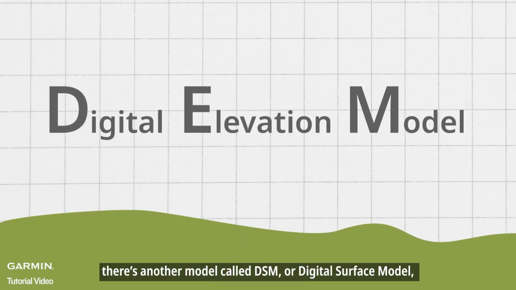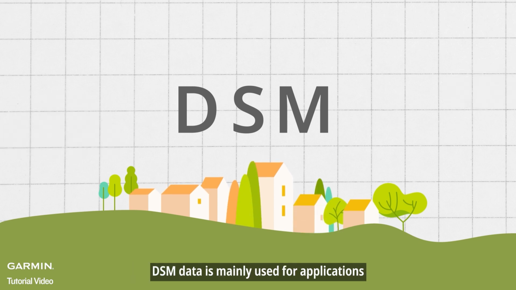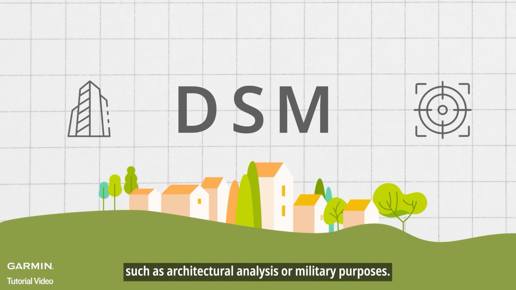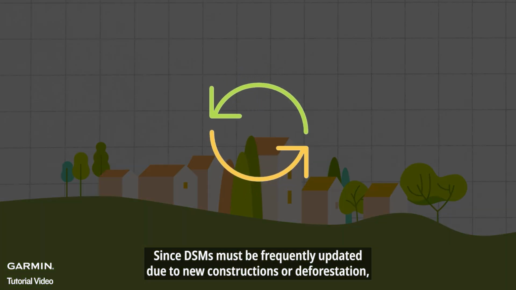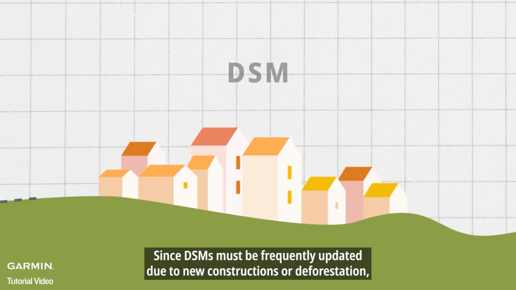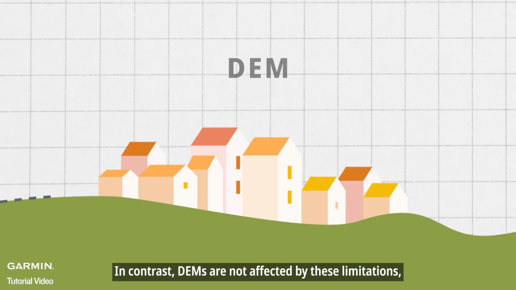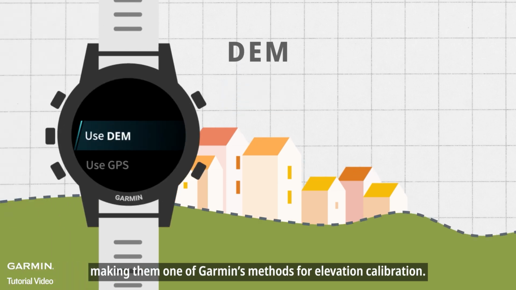Compared to DEM, there's another model called DSM, or Digital Surface Model, which includes objects like buildings and trees. DSM data is mainly used for applications such as architectural analysis or military purposes. Since DSMs must be frequently updated due to new constructions or deforestation, and because their file sizes are very large, they're not suitable for use in handheld GPS devices. In contrast, DEMs are not affected by these limitations, making them one of Garmin's methods for elevation calibration.